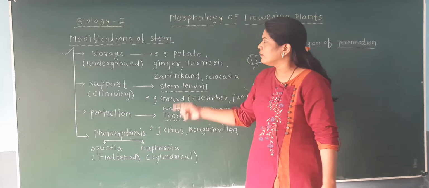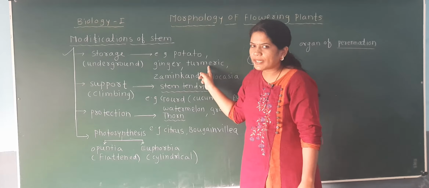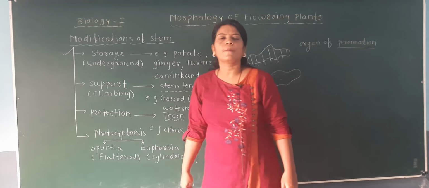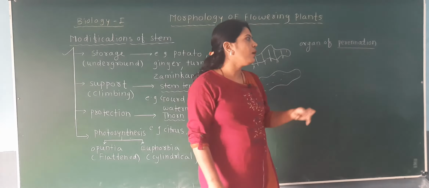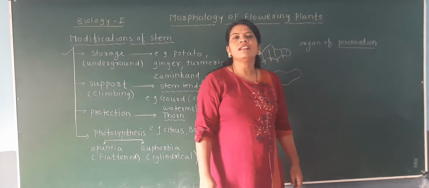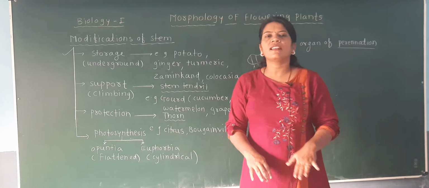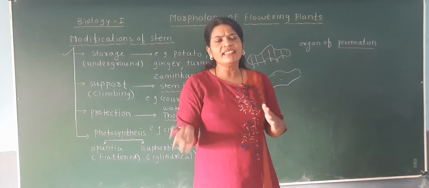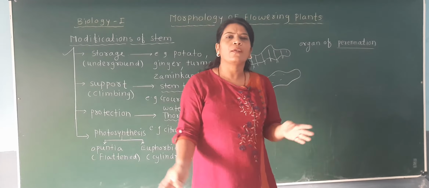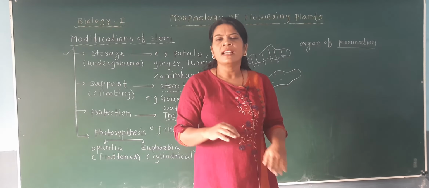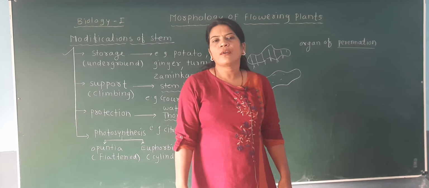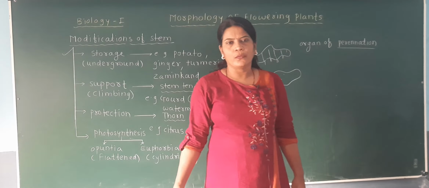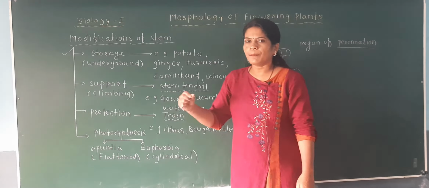So here these 5 plants not only carry out the function of the storage of food, but also they act as an organ of perennation. Means under unfavorable condition they remain as it is in the soil. They do not disintegrate or decompose there, and when favorable condition again comes, they grow above the soil in the form of the leaf or in the form of some part of the shoot.